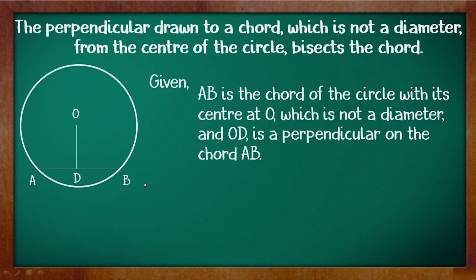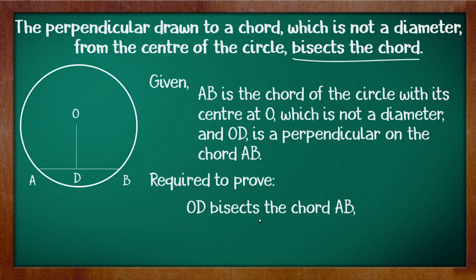And what does the statement say? It says that it bisects the chord. Now this OD bisects AB into two halves. So that is what we need to write in required to prove: that OD bisects the chord AB. This line OD will bisect the line AB into two halves. That means the line segment AD, from A to D, and from D to B, these two lengths must be equal. So AD should be equal to BD. So we need to prove that AD is equal to BD.